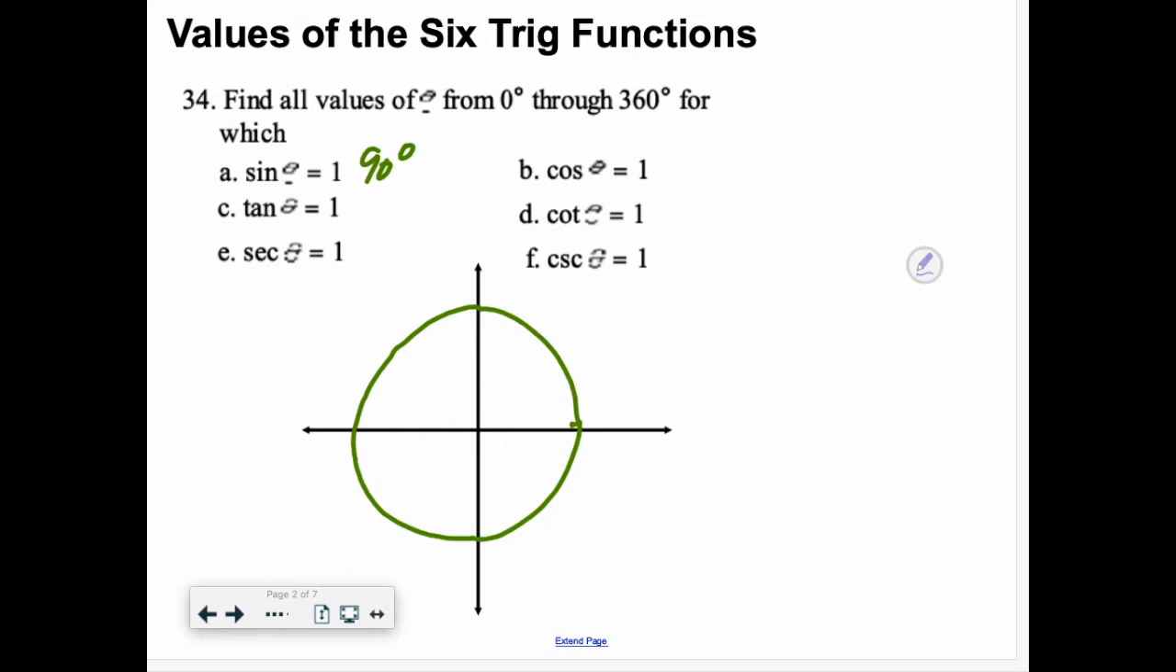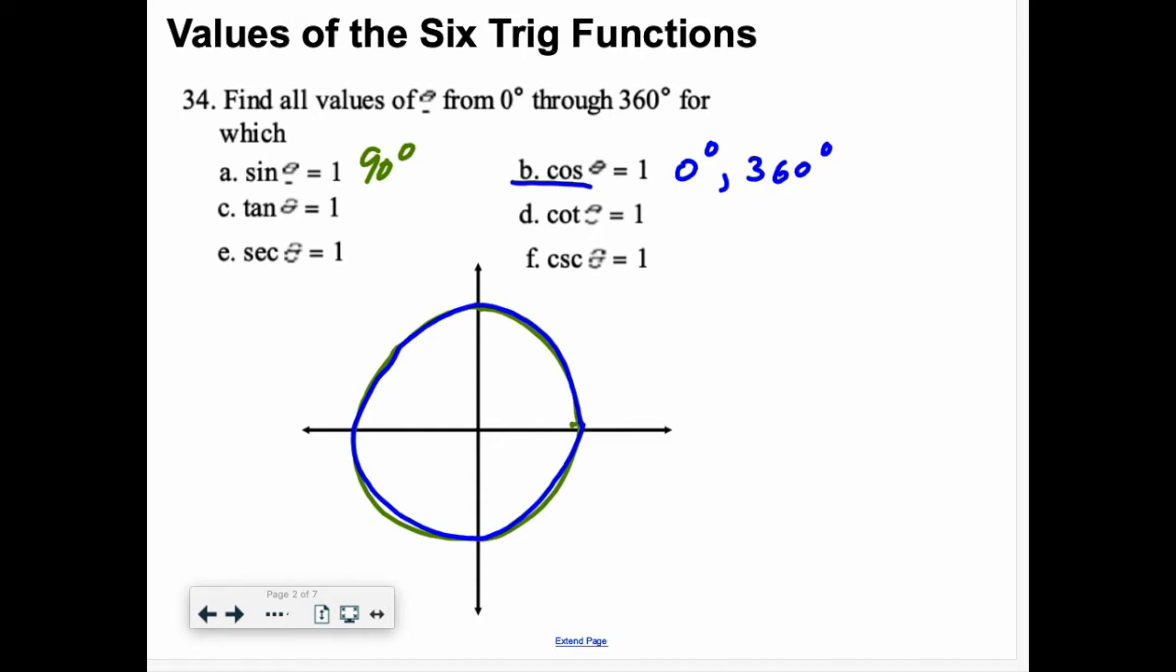So now if we do this for cosine, cosine is my x, my horizontal value. So I'm at 1 here at 0 degrees, I'm at 0, I'm at negative 1, I'm at 0, I'm back at 1. So this is at 0 degrees, and for the sake of completeness, I'm also going to put 360 degrees.